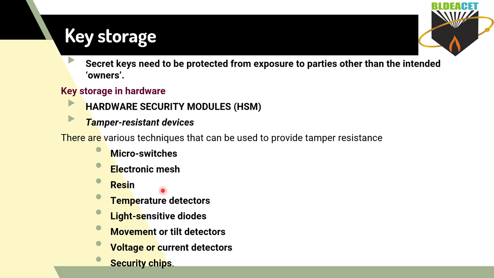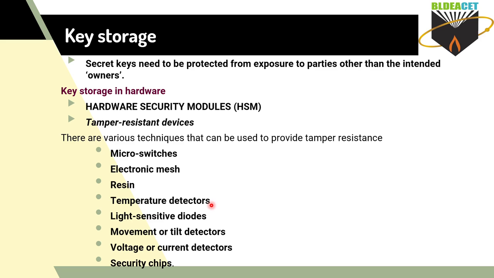Here, instead of providing the security layer for the whole module, in which you have several components, you identify which component is sensitive and provide the electronic mesh for that, because it is costlier. Then you can go for tamper resistance with the help of resin.